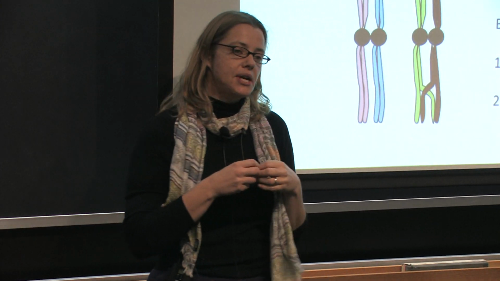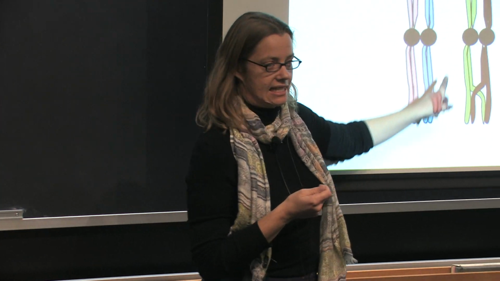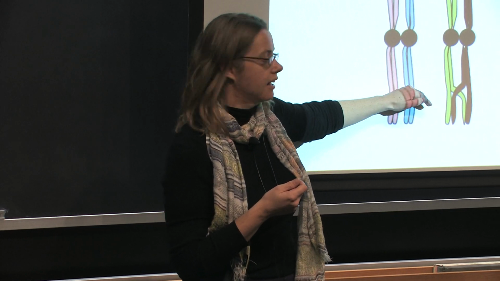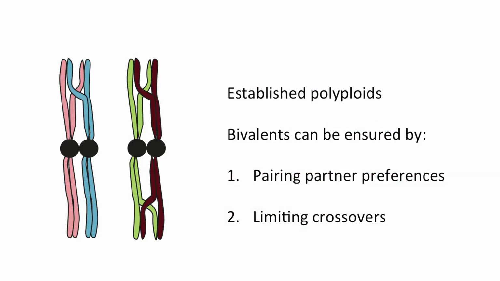The other way you can do it is limiting crossover events. And this will make sense if you look at this guy. So if you allow one crossover event to happen on this chromosome, but then that prevents the second one from happening anywhere on the length of this thing, then there's no opportunity at all for it to cross over to one of these others because it's limited to that one. And that will also lead to stable bivalent formations. And both of these processes have been shown to work in established polyploids.